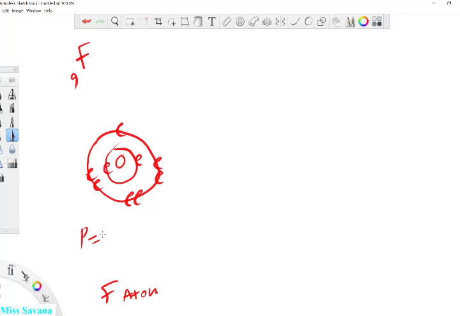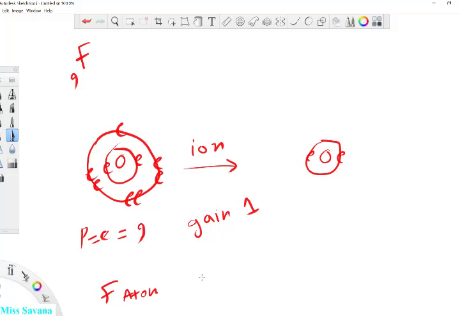The protons are actually equal to the electrons, and they are equal to 9. Okay, so if I want to change it into ion, what's gonna happen? As you can see, guys, 1, 2. Now what do you think? Should I gain 1 or should I lose 7? Okay, which one is easier for you? Should I gain only 1 electron or should I lose 7 electrons? Think about the energy that you require to lose 7 electrons.